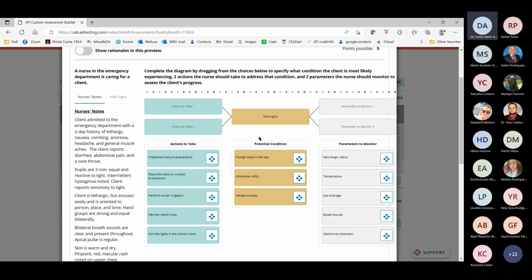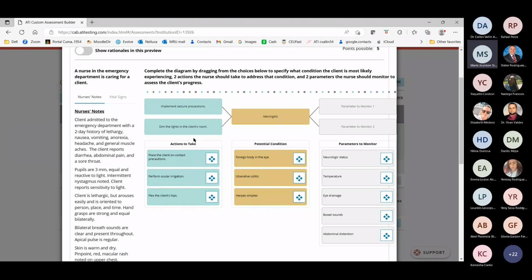So what can we do for this client? Initiate seizure precautions, yes. In meningitis, yes. Place the client in contact precautions, no. Meningitis is droplets. Ocular irrigation, why? Flex the client's hips, no. Why? Dim the lights in the client's room, yes. Yes, because it has photophobia. Okay.